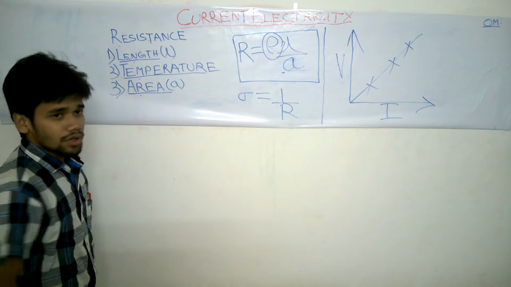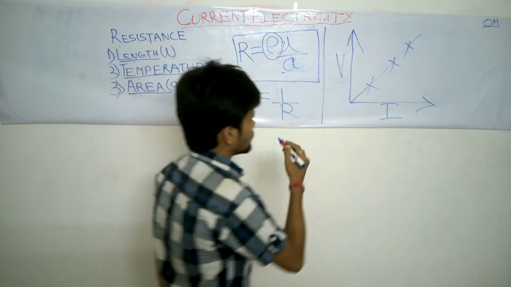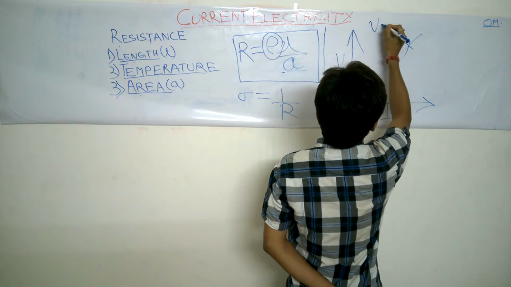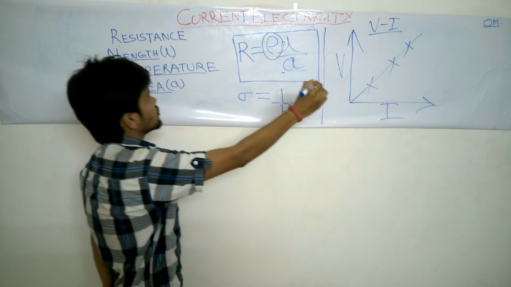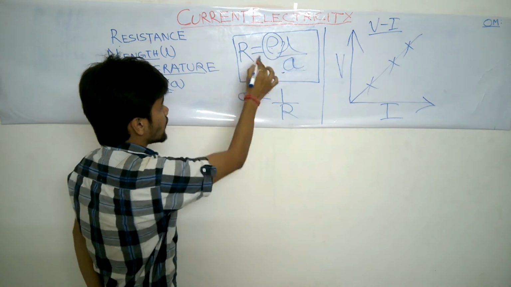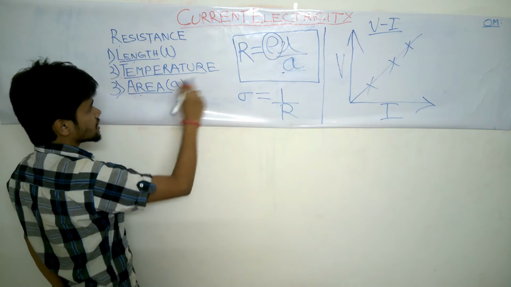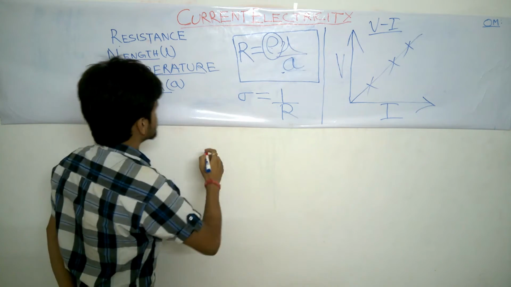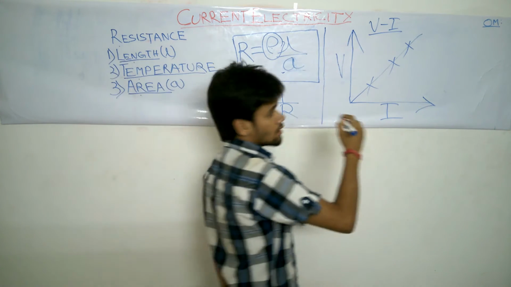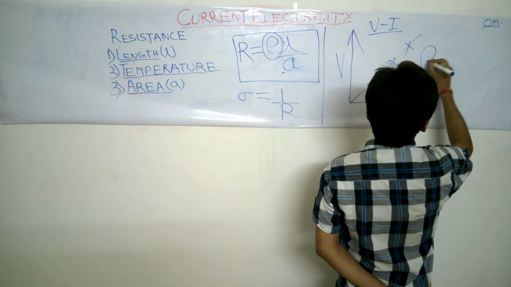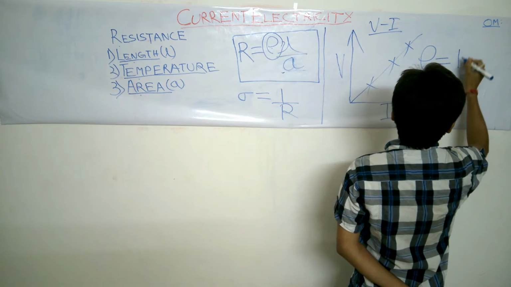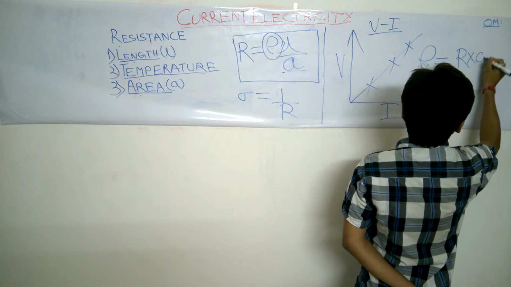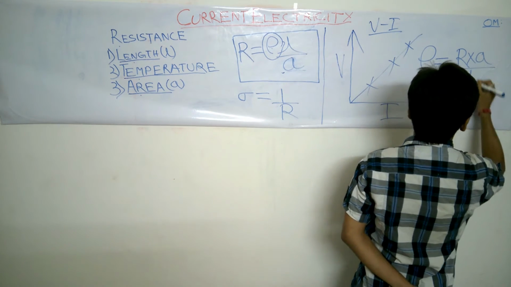So this is the concept of resistivity, and now further we will move on to find the unit of resistivity. Now how can resistivity be written in terms of resistance, length and area of cross section? So that can be done here. Rho equals R into area of cross section by length.